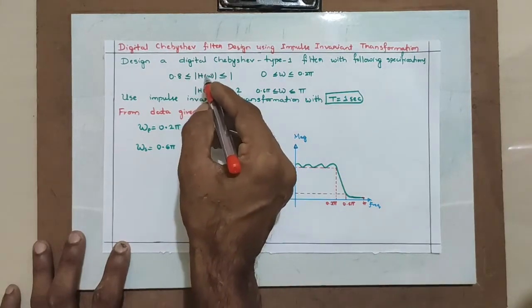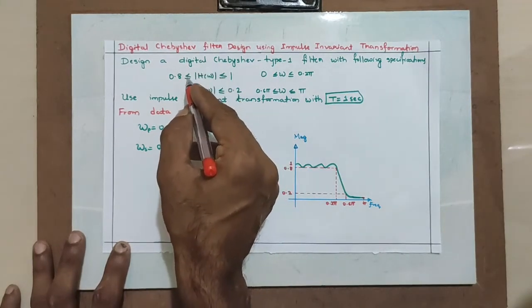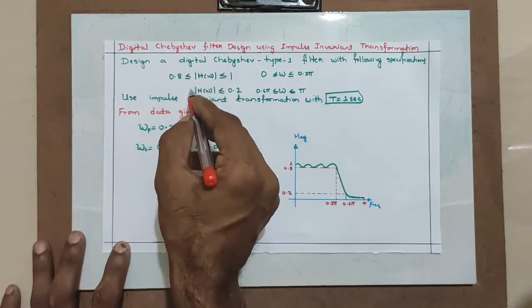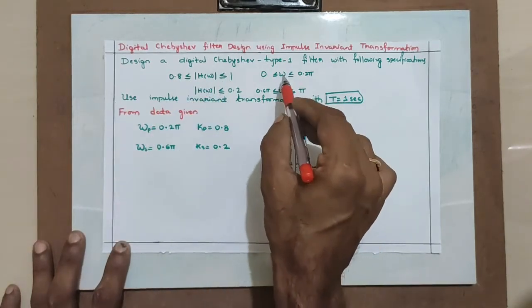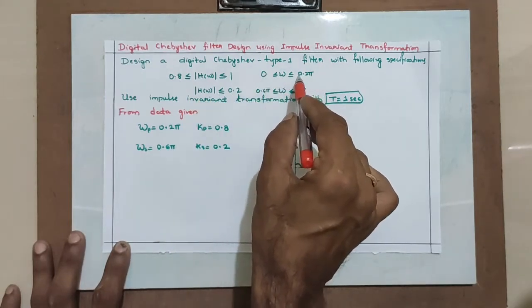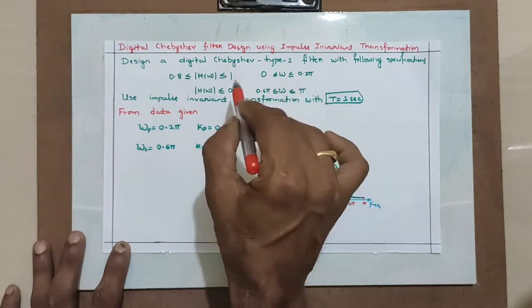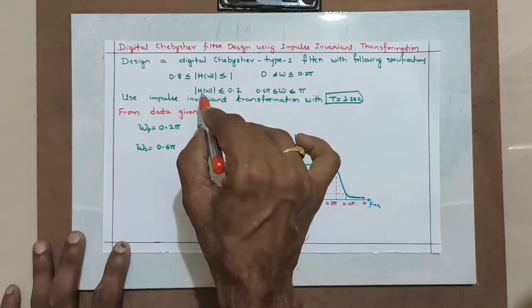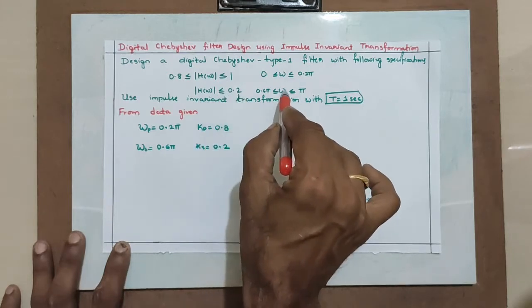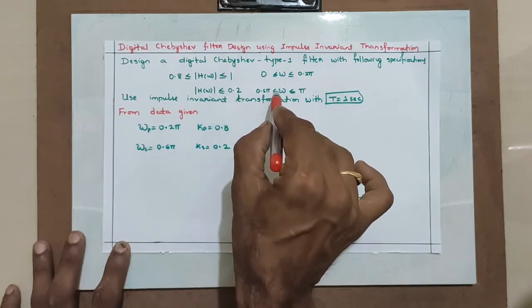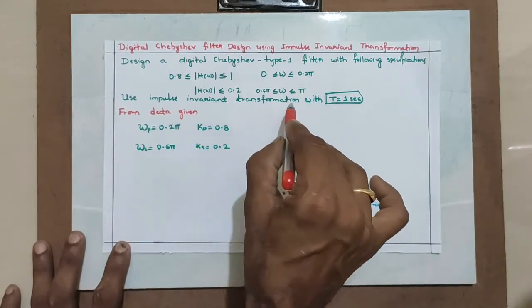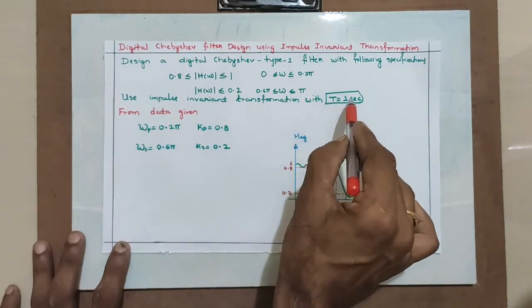The magnitude H of omega must be greater than or equal to 0.8, less than or equal to 1, for W greater than or equal to 0, less than or equal to 0.2 pi, and H of omega must be less than or equal to 0.2 for W greater than or equal to 0.65 up to pi. Use impulse invariant transformation with T equal to 1 second.